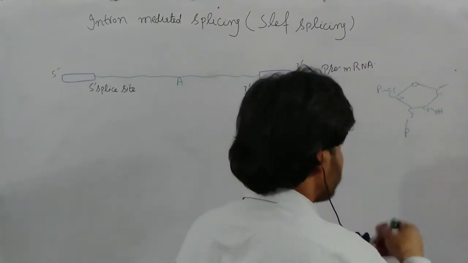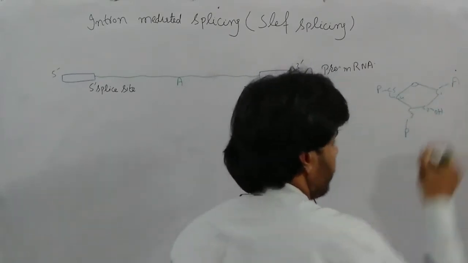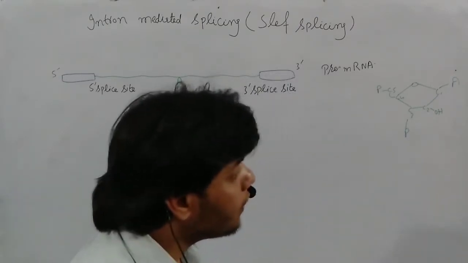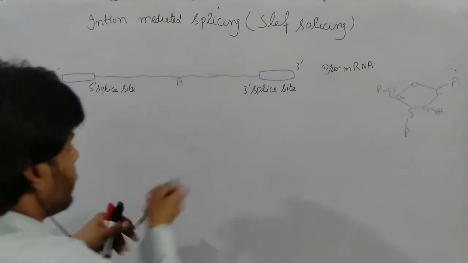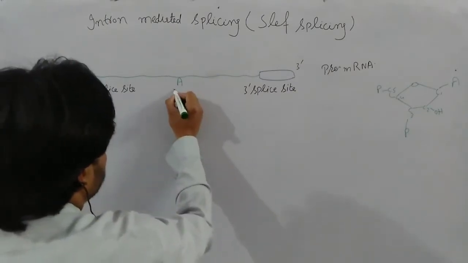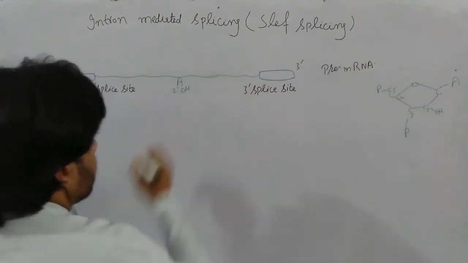So let me write adenine. Now this 2' hydroxyl group we have at that specific area. So let me draw the 2' hydroxyl group, which is also present.